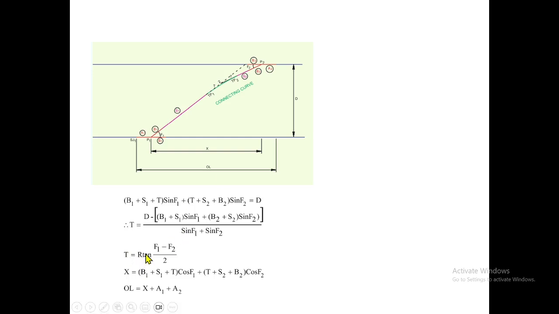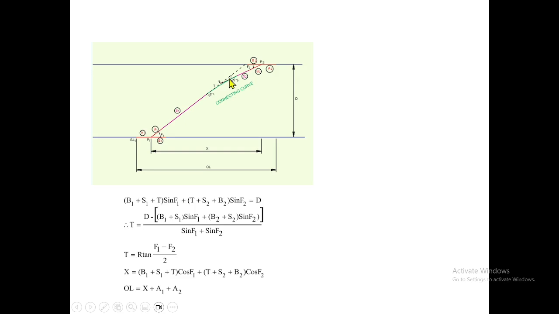So the radius is known, so we can find out the tangent length T. Tangent length equals R tan of (F1 minus F2) divided by 2. That means here, this is your connecting curve, and this will be the deflection angle. So T equals R tan of the deflection angle divided by 2.